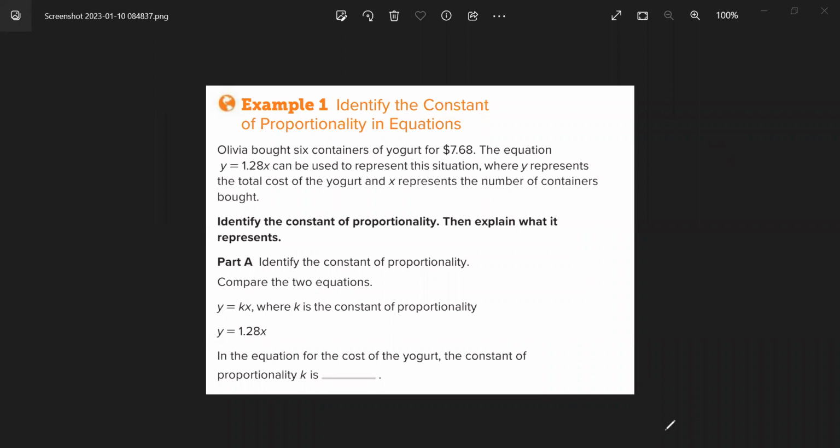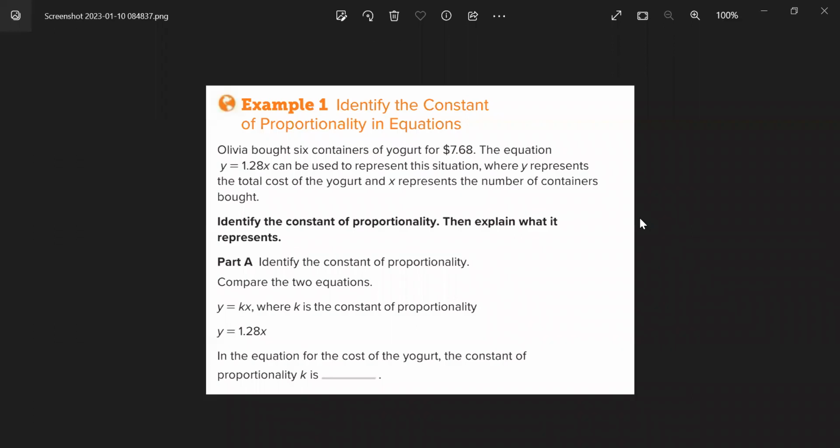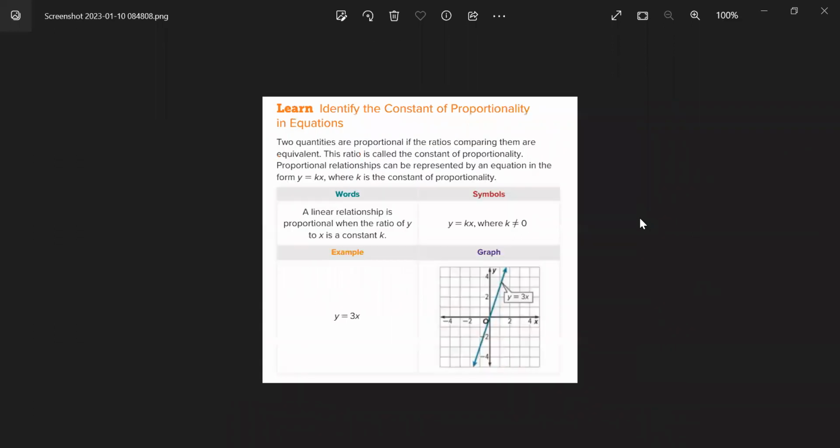Today, we're going to start with a new lesson. And for this lesson, we're going to begin with learning how to identify the constant of proportionality in equations. This is on page number 41.